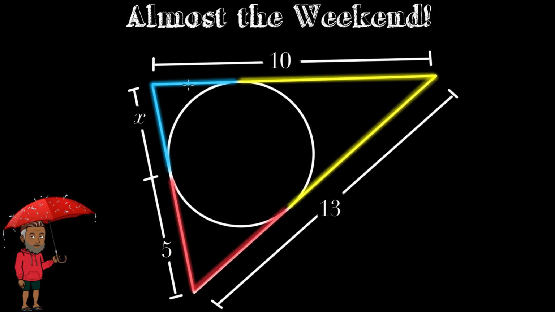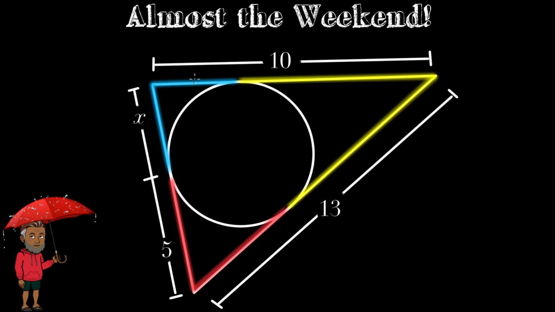So this blue piece and this blue piece have to be the same, because they're both tangent to the same circle and they start at the same exact point outside of the circle. The same thing can be stated about this piece of the tangent: this piece right here is congruent to this piece right here, because they both start outside of the circle and they're tangent to the same exact circle.